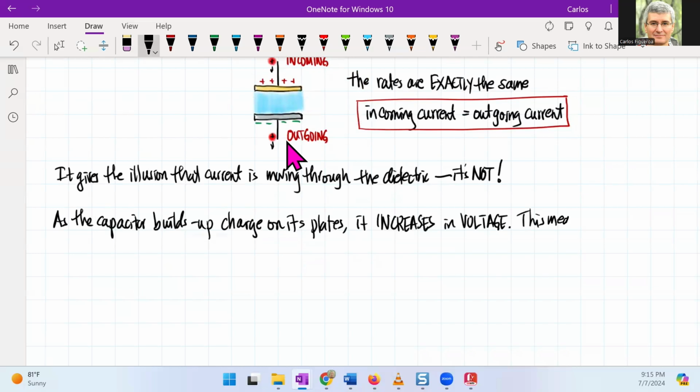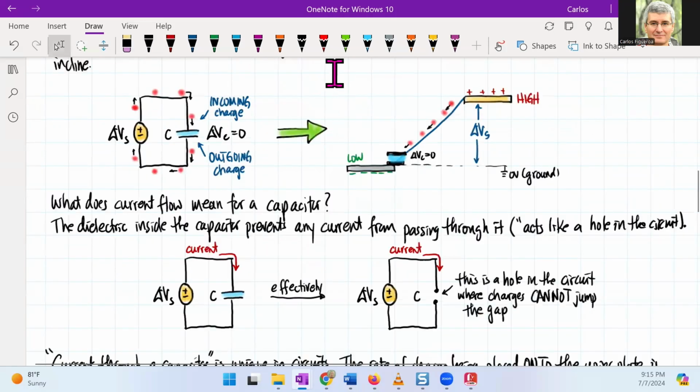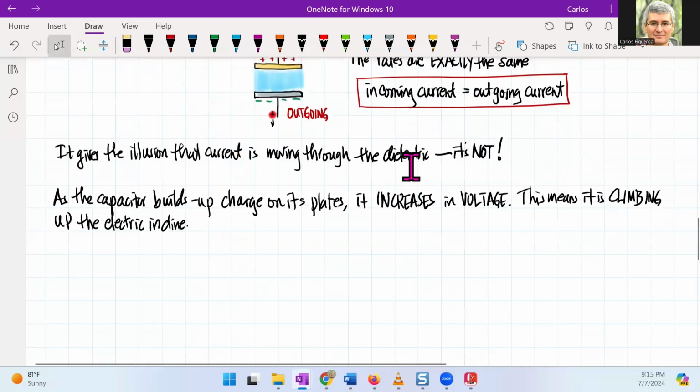This means it is climbing up the electric incline. So picture-wise, since we've already drawn this, let's steal this one right here. So I'm going to go from here and copy this and bring this guy down.